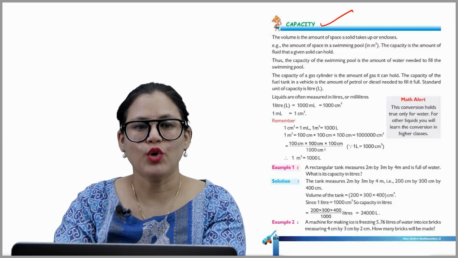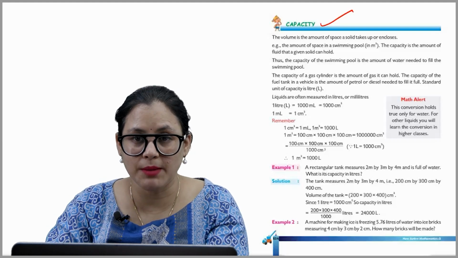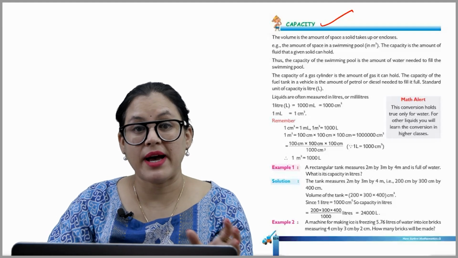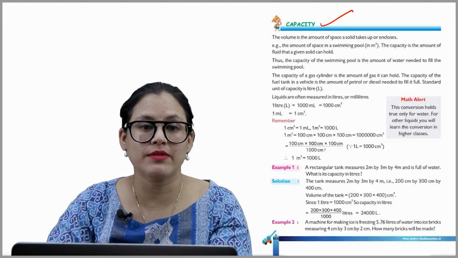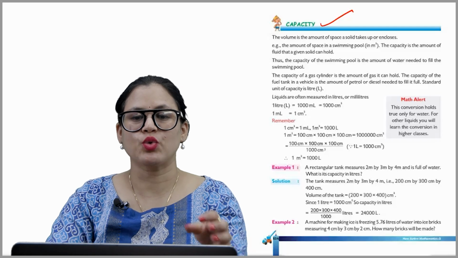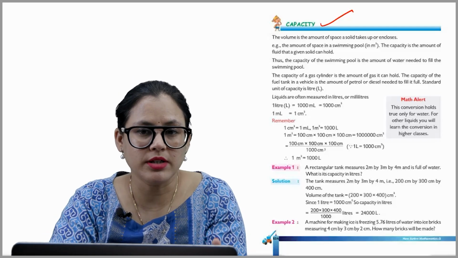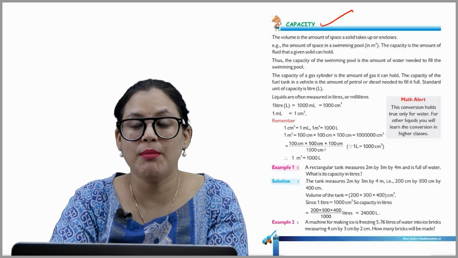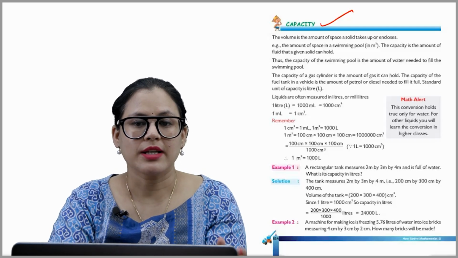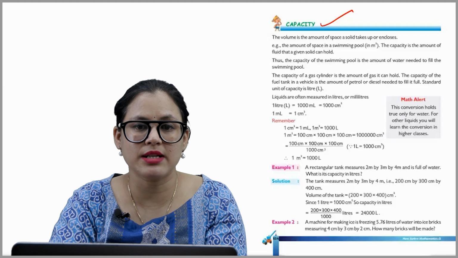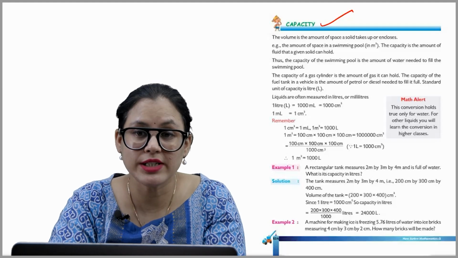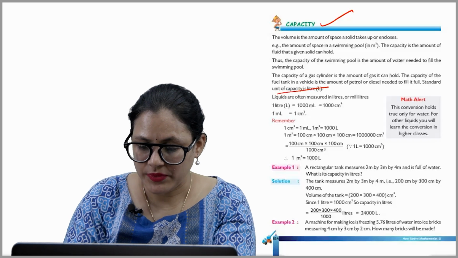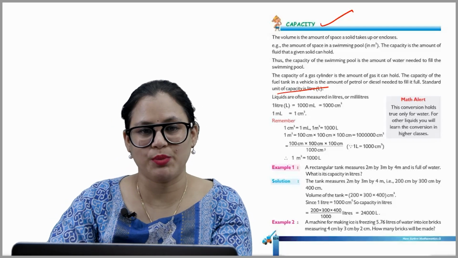Capacity. The volume is the amount of space a solid takes up or encloses. Example, the amount of space in a swimming pool in meter cube. The capacity is the amount of fluid that a given solid can hold. The capacity of the swimming pool is the amount of water needed to fill it. The capacity of a gas cylinder is the amount of gas it can hold. The capacity of the fuel tank in a vehicle is the amount of petrol or diesel needed to fill it full. The standard unit of capacity is liter. You know that already. Liquids are often measured in liters or milliliter.